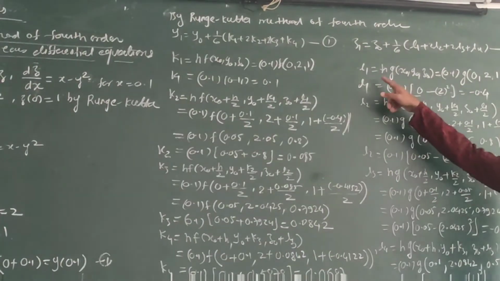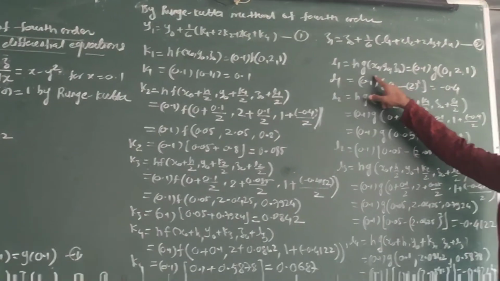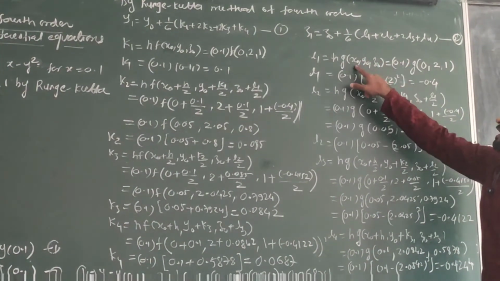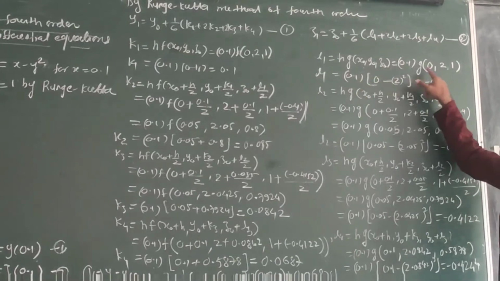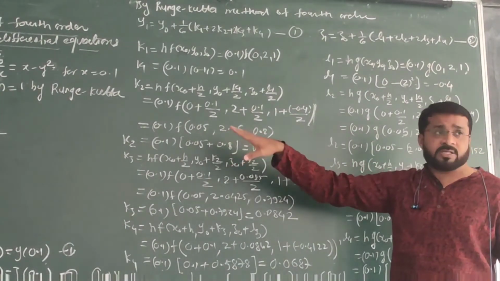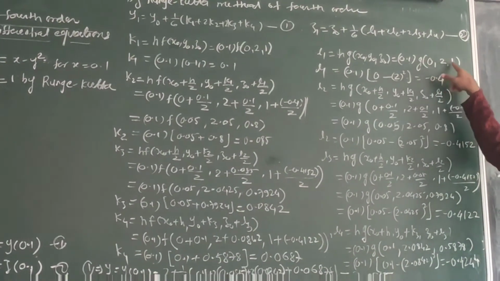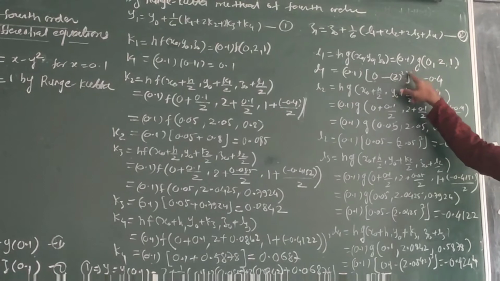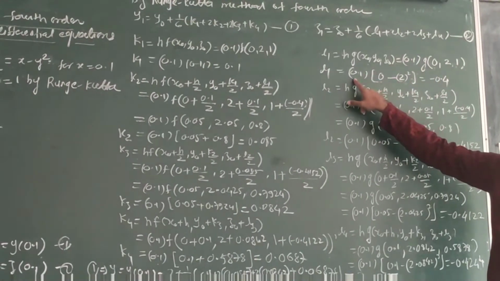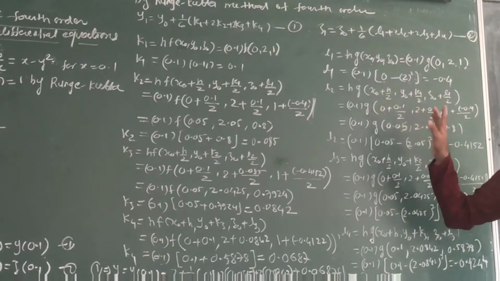अब बाद में l1 का वैल्यू. ओके, तो l1 का फॉर्मूला h g of x0 y0 z0. नेक्स्ट फंक्शन we are having g, so h is 0.1, x0 y0 z0 अभी देखा हमने, that is 0, 2, 1. Now function g is defined as how x minus y square. Okay, so what is x here? X coordinate is 0, y is 2. This is 0 minus 2 square. Calculate this, multiply to 0.1. We will have the minus 0.4. That is the value of what l1.